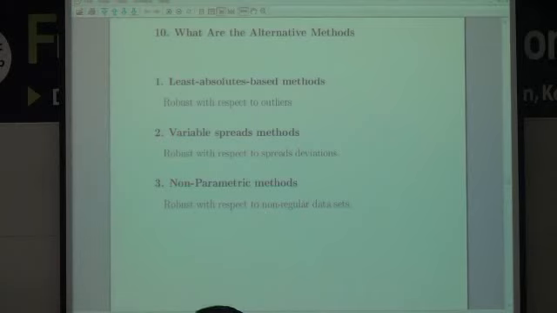So robustness in fuzzy regression models, we can divide into three categories: robustness with respect to outliers, robustness with respect to spread deviations, and robustness with respect to non-regular data sets. For each case, we must introduce a suitable method.